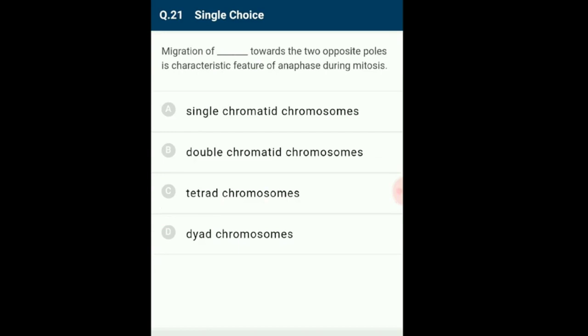Question number 21. Migration of dash towards the two opposite poles is the characteristic feature of anaphase. During anaphase, kinetochores are pulled apart by spindle fibers. As a result, centromere splits and chromatids are separated. These chromatids are known as daughter chromosomes, which start moving towards opposite poles. So the answer is option A, single chromatid chromosome.